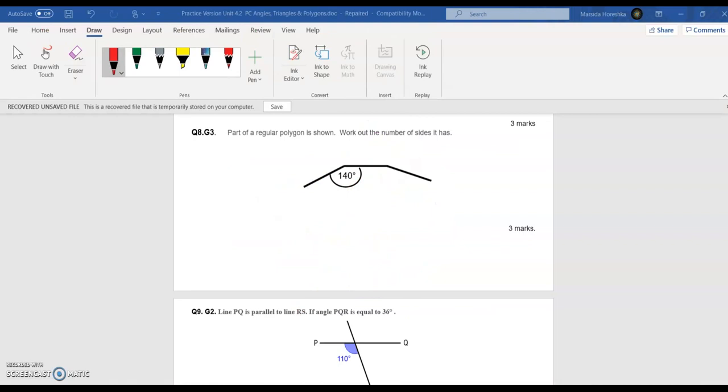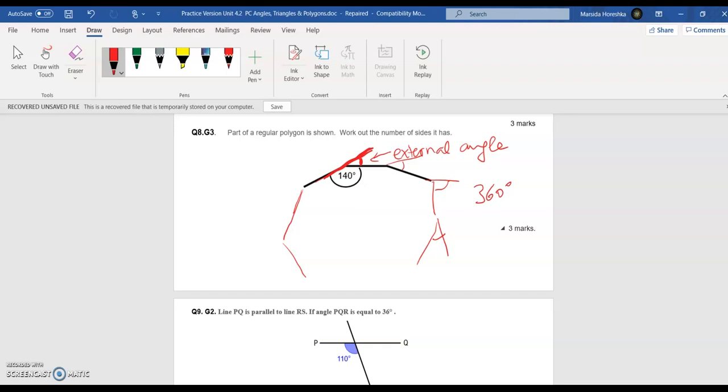So this one, part of a regular polygon is shown. Work out the number of sides it has. So we can imagine this polygon having other sides of the same length, but we don't know how many there are in total. And the name of the polygon will depend on the number of sides. So one thing we know though for all polygons is that the external angles, which is when you create a straight line in here using the internal angle, so this angle outside, so all of these external angles together will add up to 360 degrees.